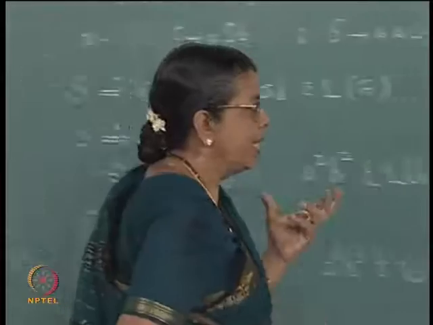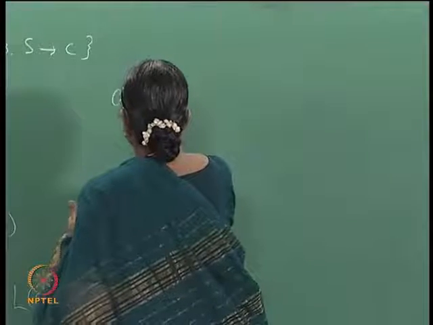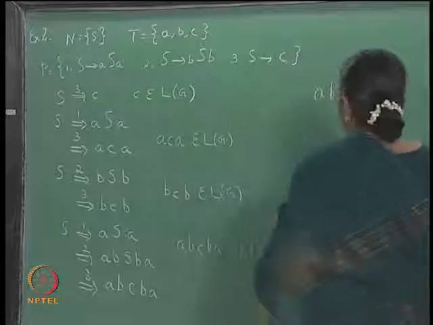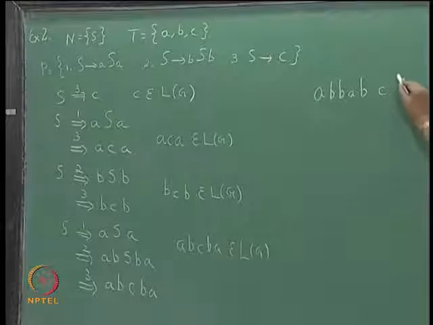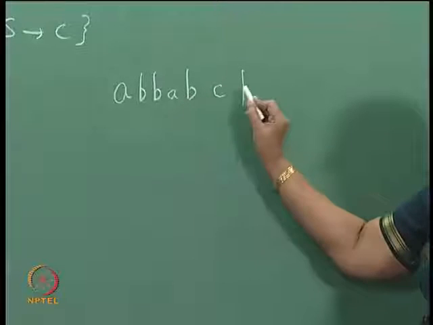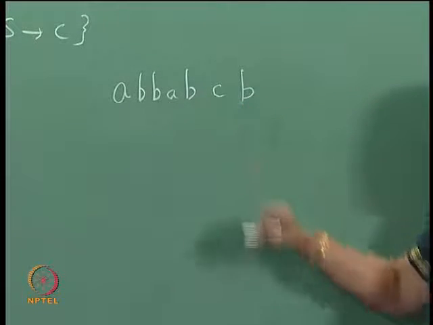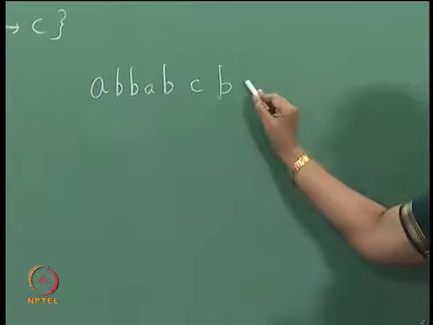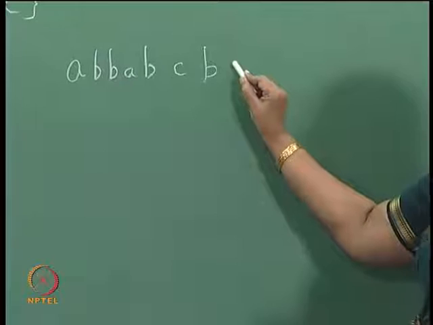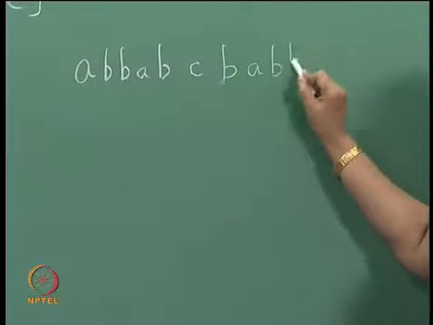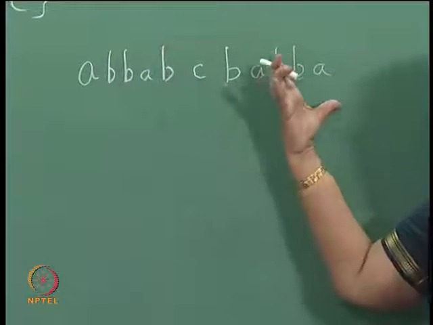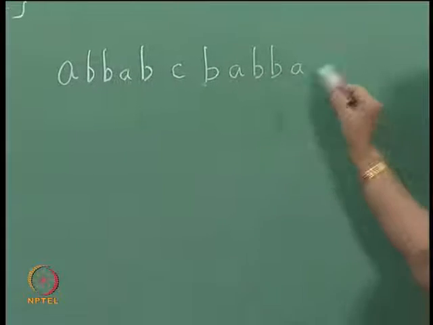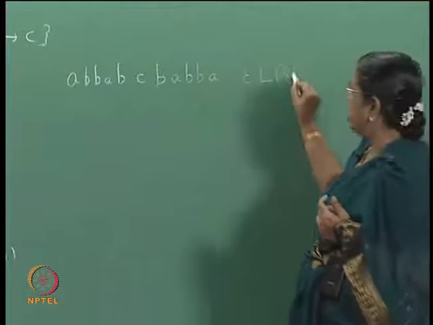So, you can see that any string generated, for example, a string of the form A B B A B, some sequence of A's and B's followed by C, then when this B is generated, this side also we must get a B, right. So, this side what will be the string generated? B A B B A. The reversal of this will be generated this side. So, such a string will belong to the language generated.